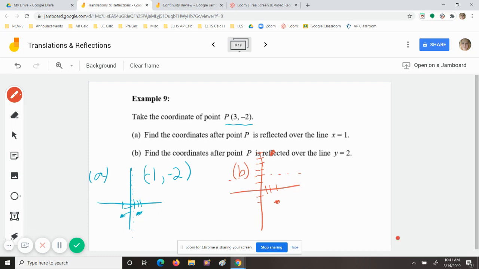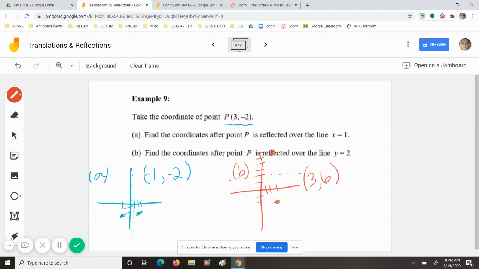So we started out at -2. We were 4 units away from the line y = 2, so we had to go 4 units above that in the other direction. So 2 plus 4 gives us 6 for our new y coordinate. Notice our x coordinate stays the same. Our x coordinate is still 3. So our new point now is still 3 for the x coordinate, but now it is 6 for the y coordinate. So hopefully that helps you when you're reflecting these.